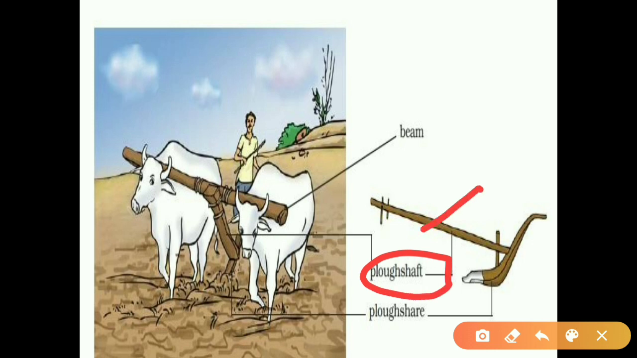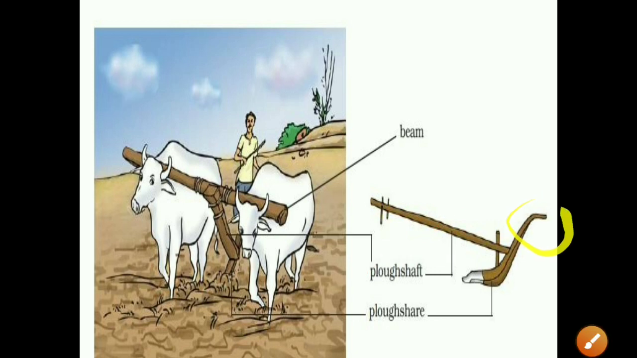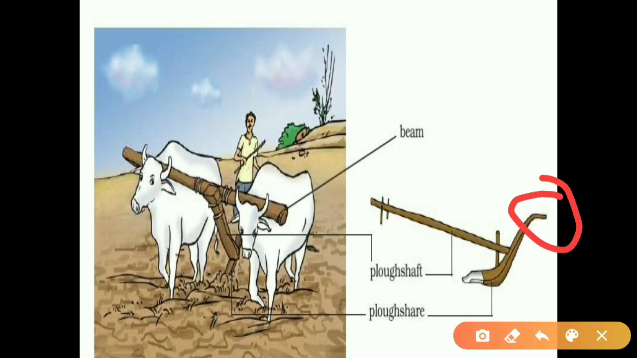There is a handle at one end of the plough shaft. This will be a handle. So this is a handle which is attached to the other end of the plough shaft, and below the handle you can see a triangular iron strip which we call a plowshare. This is a plowshare which is made of iron and triangular in shape.